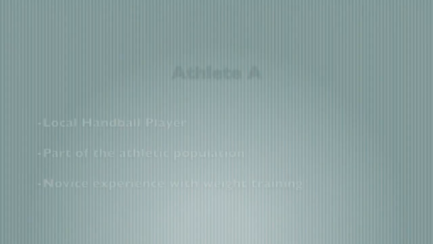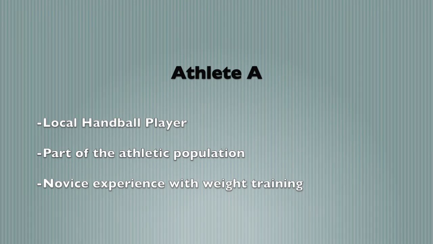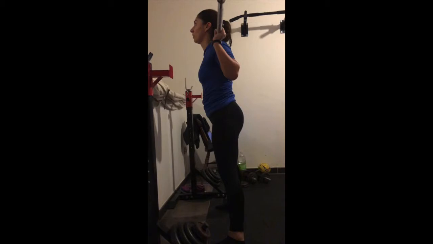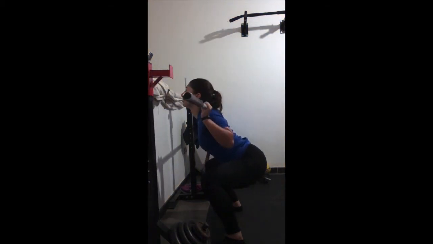So athlete A for this vlog is a local female handball player. She is defined to be part of the athletic population and has novice experience with weight training in the weight room. Here we can observe athlete A squatting from the sagittal plane. We can immediately see an anterior pelvic tilt and a bit of a hyperextension at the lower back. As the athlete squats down, we can see how the extension of the back is maintained and increased, and the athlete just barely gets to parallel at the bottom position of the squat.